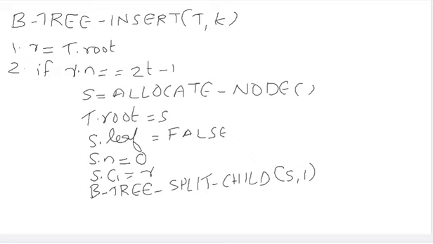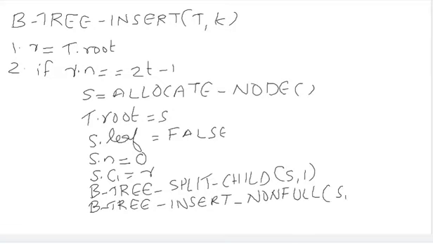That is B-tree insert non full of S comma K. Now S is our new root and K is the key to be inserted. So we are invoking B-tree insert non full, which we will define shortly. We insert thinking of S as the root of this tree, with K as the key to be inserted. So this is the third step.